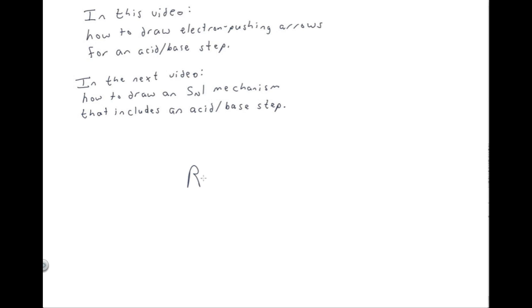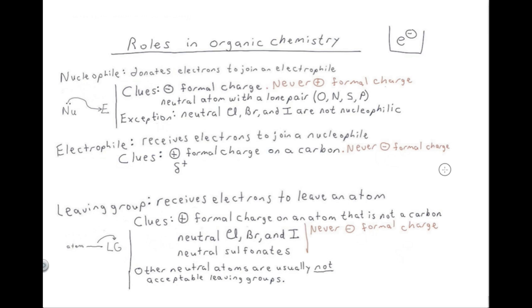Now, we've talked about various roles in organic chemistry. What are the three roles that we've discussed so far that atoms can play in mechanisms? I hope you're answering each question that I ask. Well, the answer to that is we've discussed the roles of nucleophile, electrophile, and leaving group. I hope you've mastered the material here on the screen.